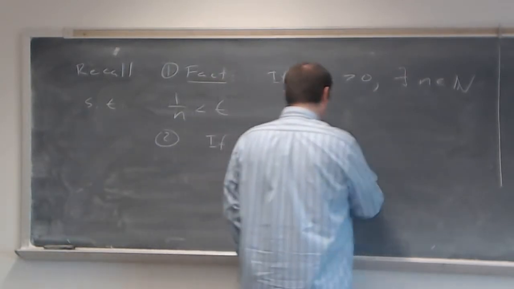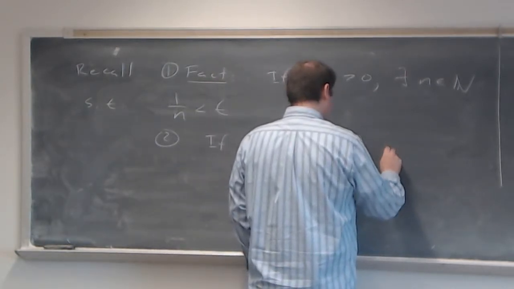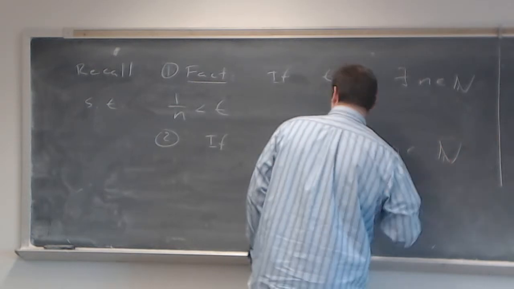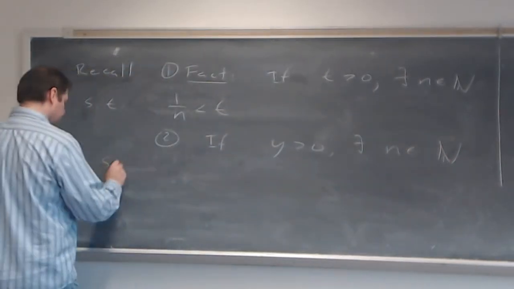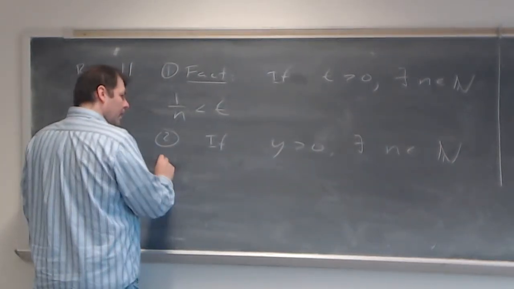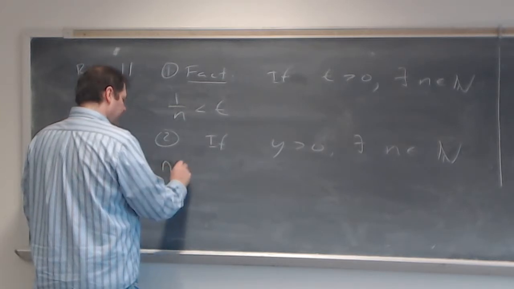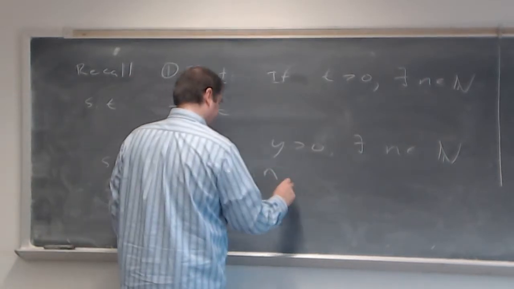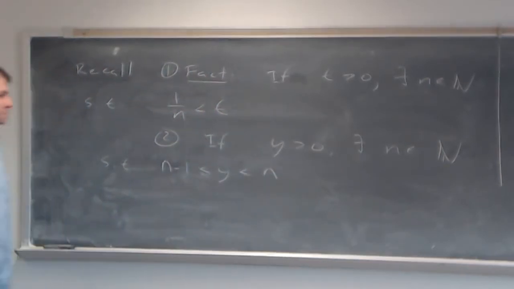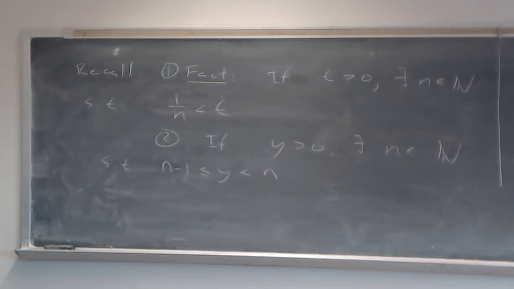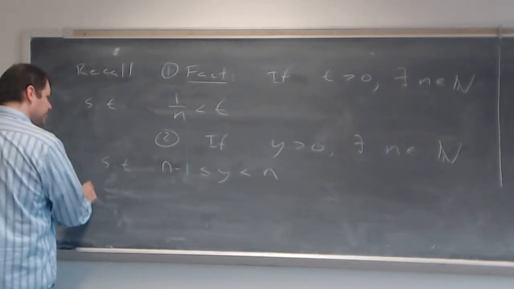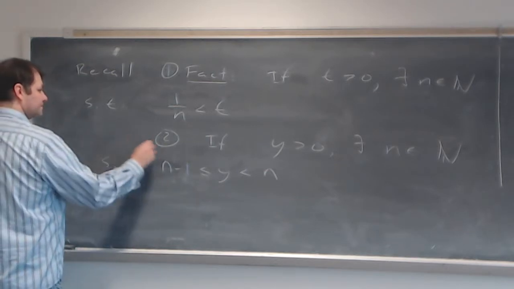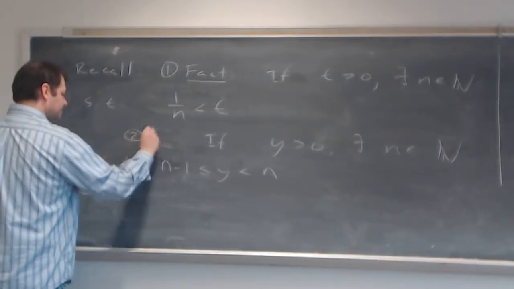Another fact that we had was if y were greater than 0, then there exists an n element of the natural numbers such that n minus 1 is less than or equal to y, which is less than n. Okay, so those were 2 facts that we had. And thirdly, we had a definition.